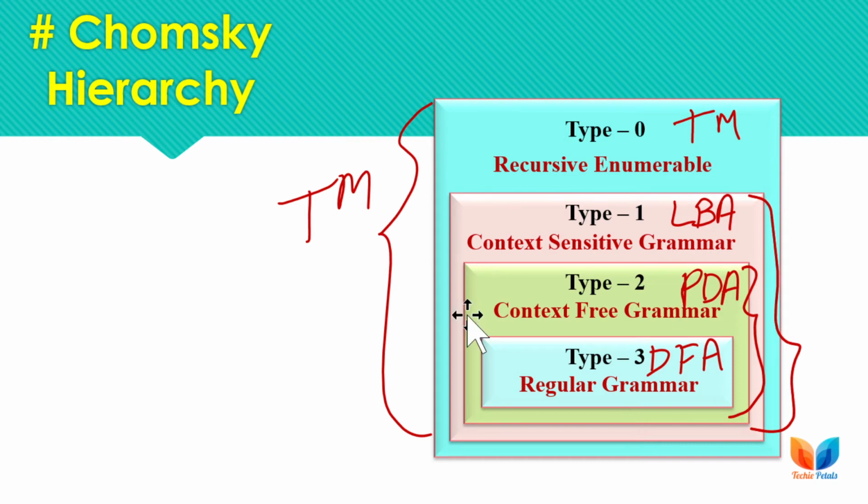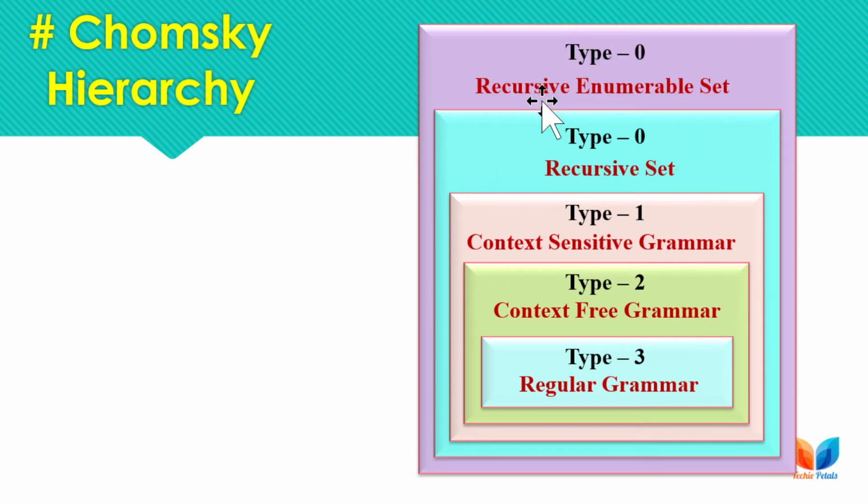The main focus here is that the recursive set and the recursively enumerable set are defined in the type 0 category, meaning they are type 0 languages. Type 0 languages are also known as phrase structured language, unrestricted language, and recursively enumerable language as the complete set. But we can further divide type 0 into two categories. One is the recursive set and another is the recursively enumerable set.